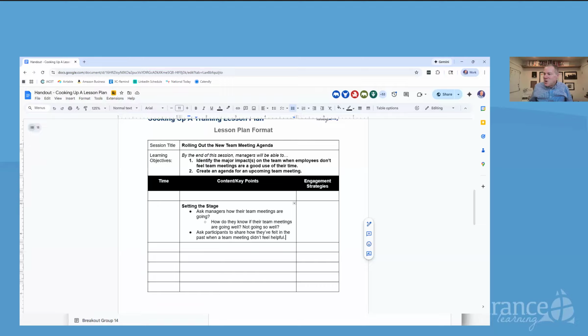All right. So we have some thoughts here on how to set the stage and how to start. Does anybody have thoughts on how we might present some content here? What information might we give to the managers that would make them feel like they're learning something? Kenneth, let's hear what you have to say.